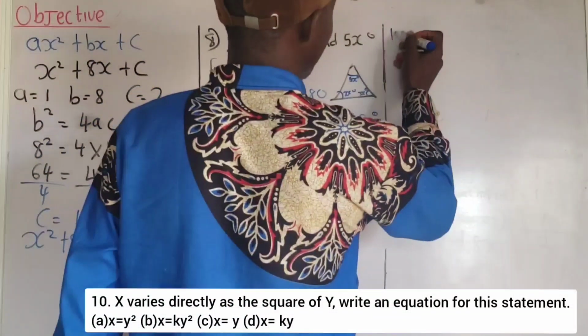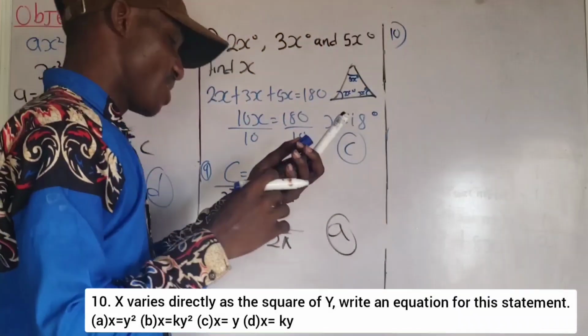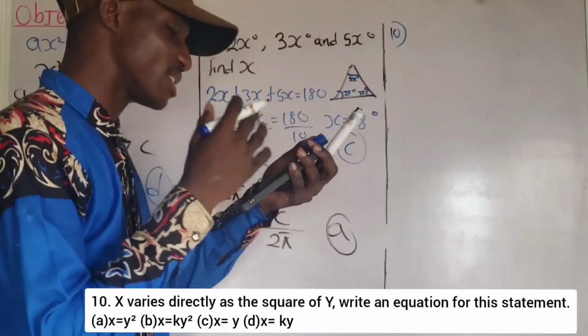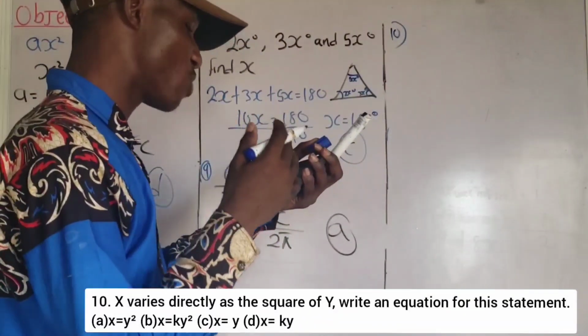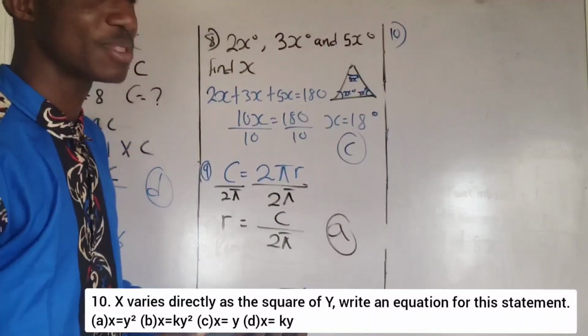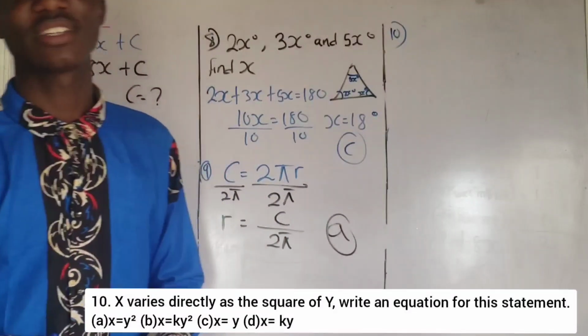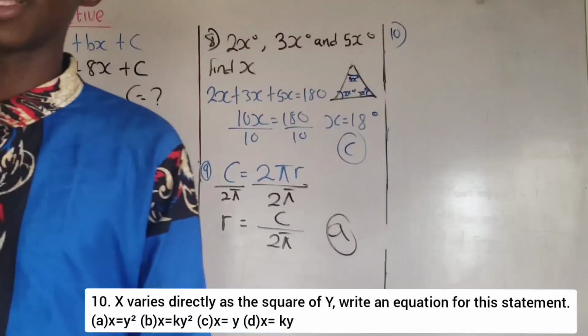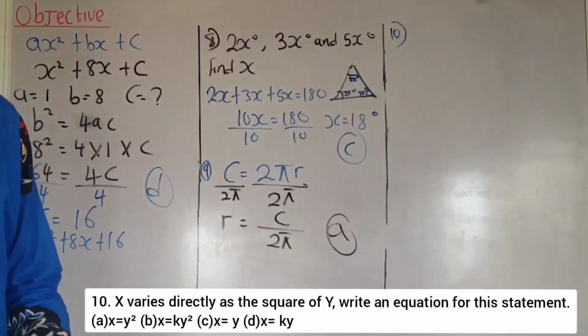Question 10. X varies directly as the square of y. Write an equation for this statement. Let me tell you, you have to understand the concept of word problems in mathematics. And this topic is coming from variation.